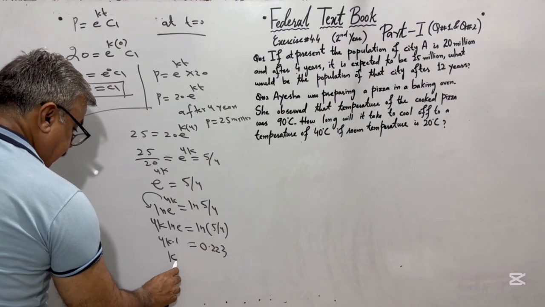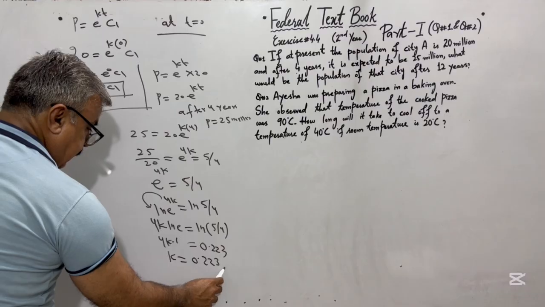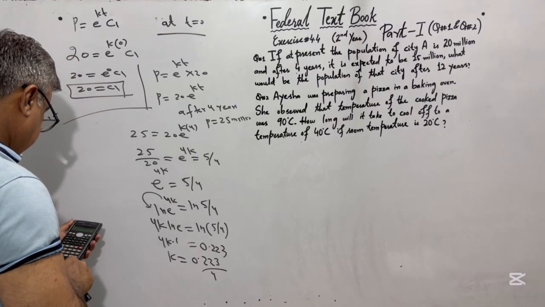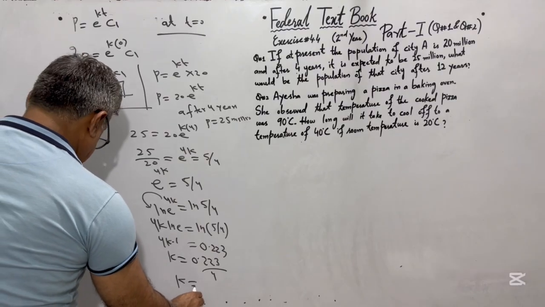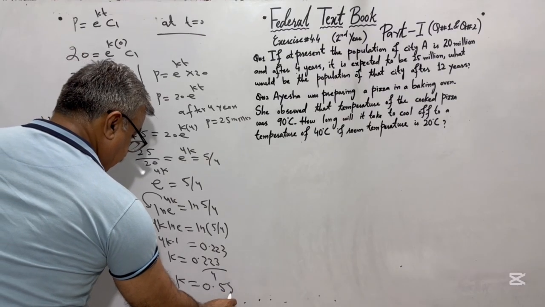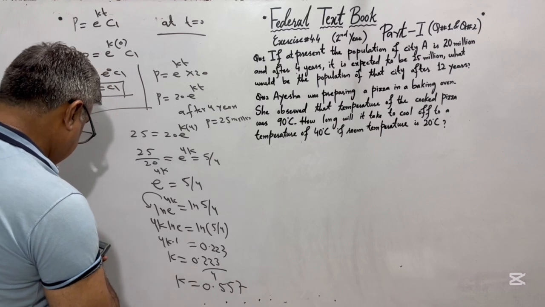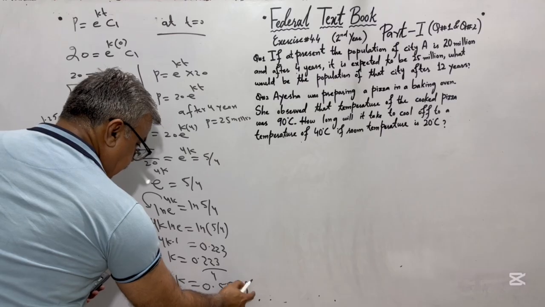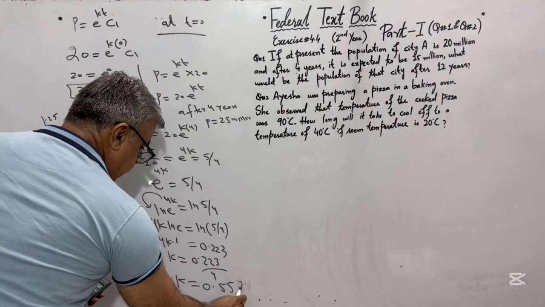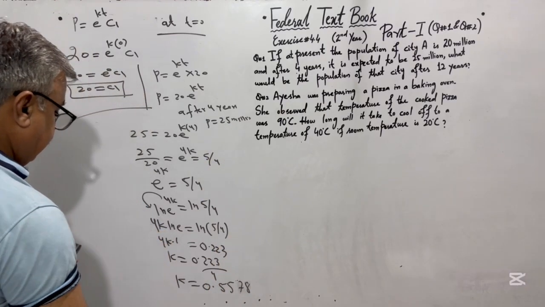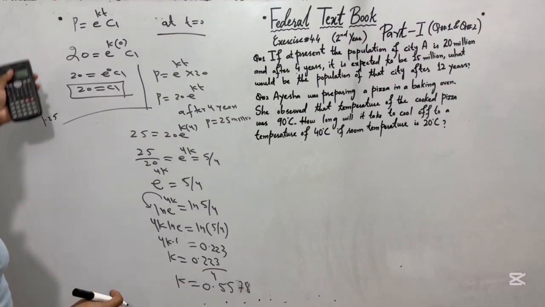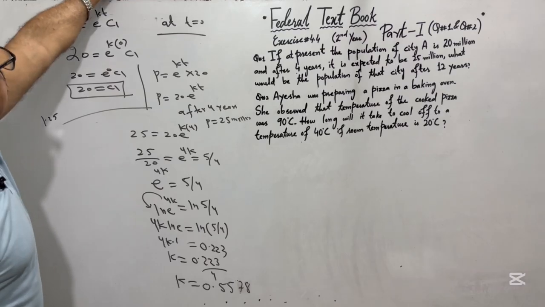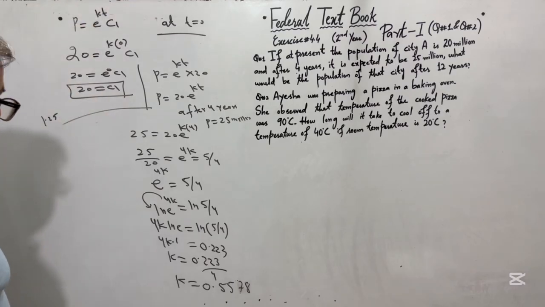So k is equal to 0.223 divided by 4. We have k is equal to 0.0558, rounding off, 0.05578. That's the value of k. Okay, cool. Now we have determined the value of k.